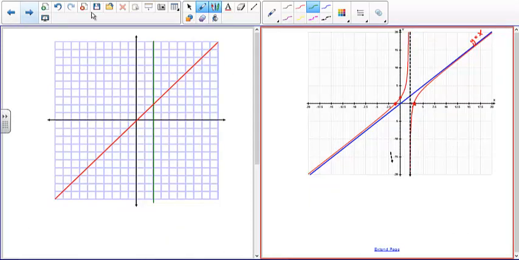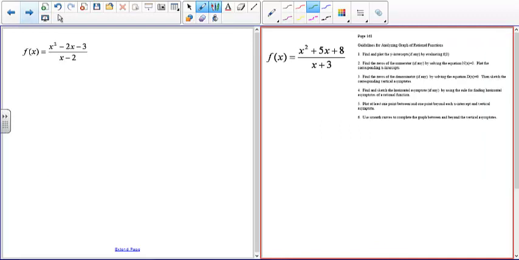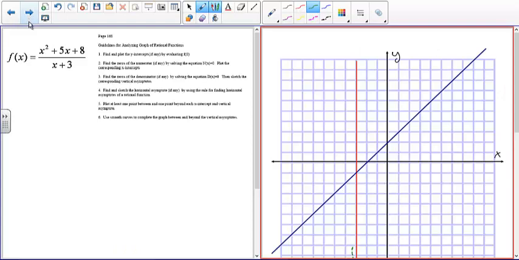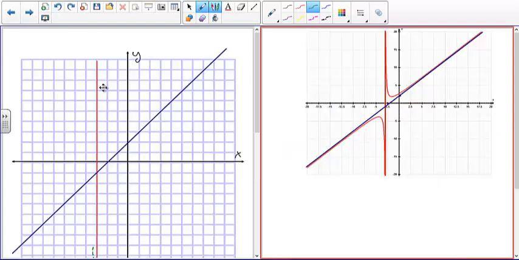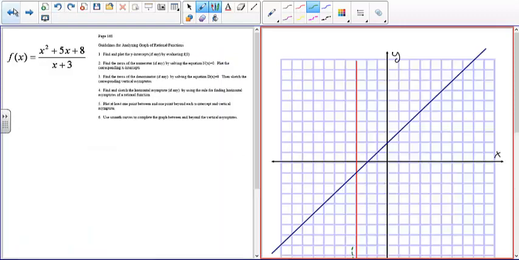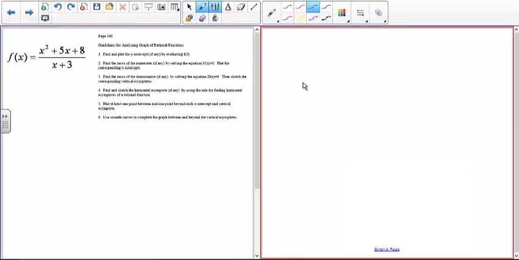So there it is. This is a picture, but it's a little bit larger scale. Okay, we did that one already. Okay, let's do another one. Okay, so here we go.